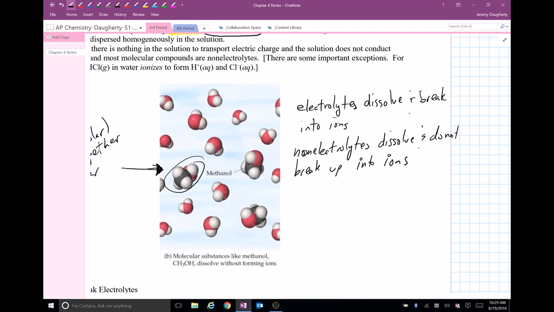Methanol is CH3OH. That's the molecular compound, so it's covalent. Is it held together with ionic bonds? No, right? Because there are no ions. What is holding those methanol molecules together? Anybody remember? It does have hydrogen bonds. What's the broad category for hydrogen bonds?